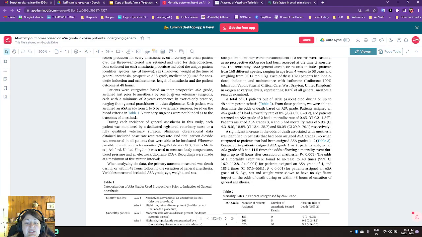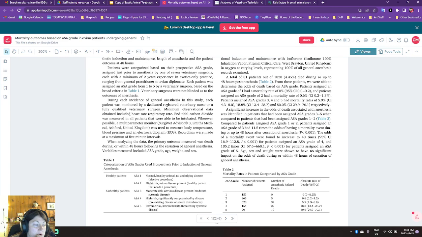Okay, so they had 7 surgeons, minimum 2 years experience in exotics only practice, ranging from general practitioner to avian diplomat. So that's interesting. So I wonder if they looked at, veterinary surgeons were not blinded to the outcomes of anesthesia, which is good. You know, if my doctor couldn't know if her patient lived or died after anesthesia, I feel like she'd be really upset about that and not happy with not knowing what happened to her patient.